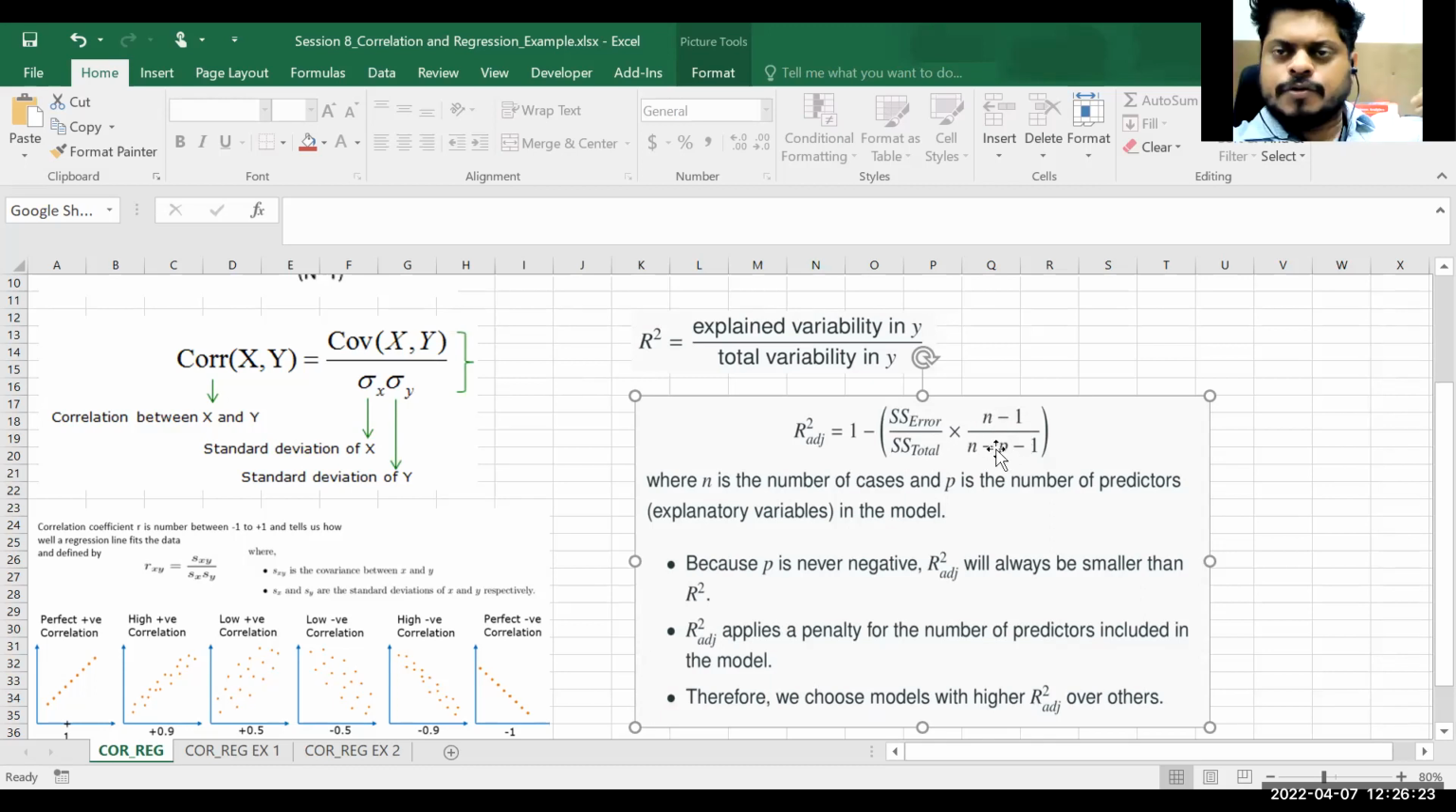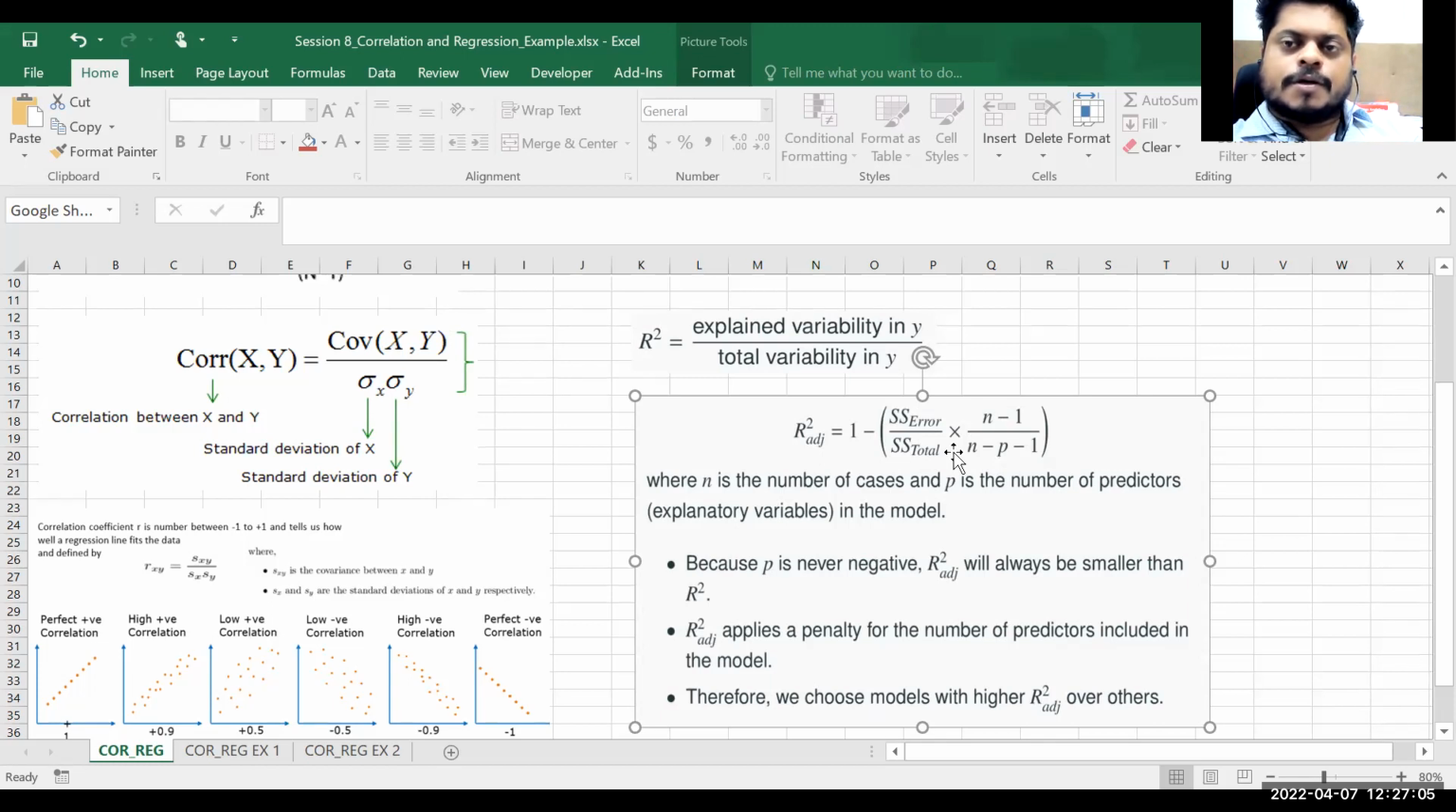So if I have only 2 predictors and I change to 5 predictors with 11 data points, the ratio becomes 2 from 1.25. Let's say SS error by SS total is initially 0.5, a constant. Initially, 0.5 multiplied by 1.25 is around 0.62. When I have 5 predictors, 0.5 multiplied by 2 becomes 1. My adjusted R square will become 0. Is this correct or not? Adjusted R square is actually decreasing.